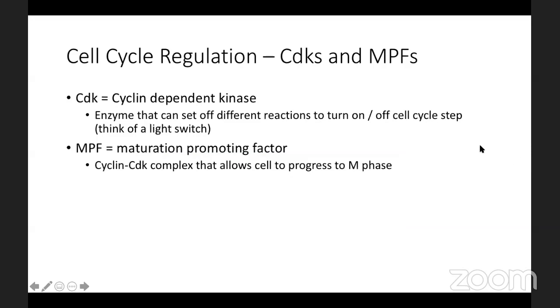So a little bit more about how cyclins work. They activate these protein enzymes called cyclin-dependent kinases, and you can tell it's an enzyme from this ASE ending, right? So you can think of this as an enzyme that sets off the different reactions to turn on or off the cell cycle step. Again, I like thinking of light switches. And we're going to look at one example of an interaction between a cyclin and a CDK.